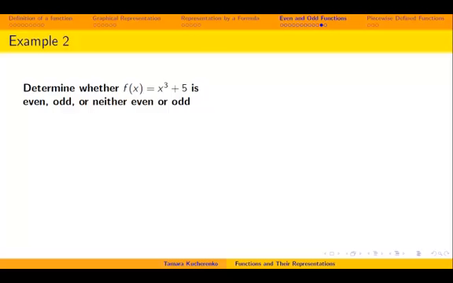Okay, let's look at the function x cubed plus 5. Is it even, odd, or neither even nor odd? Again, we plug in negative x instead of x and simplify. f of negative x equals negative x cubed plus 5. Since negative 1 cubed is again negative 1, this simplifies into negative x cubed plus 5.